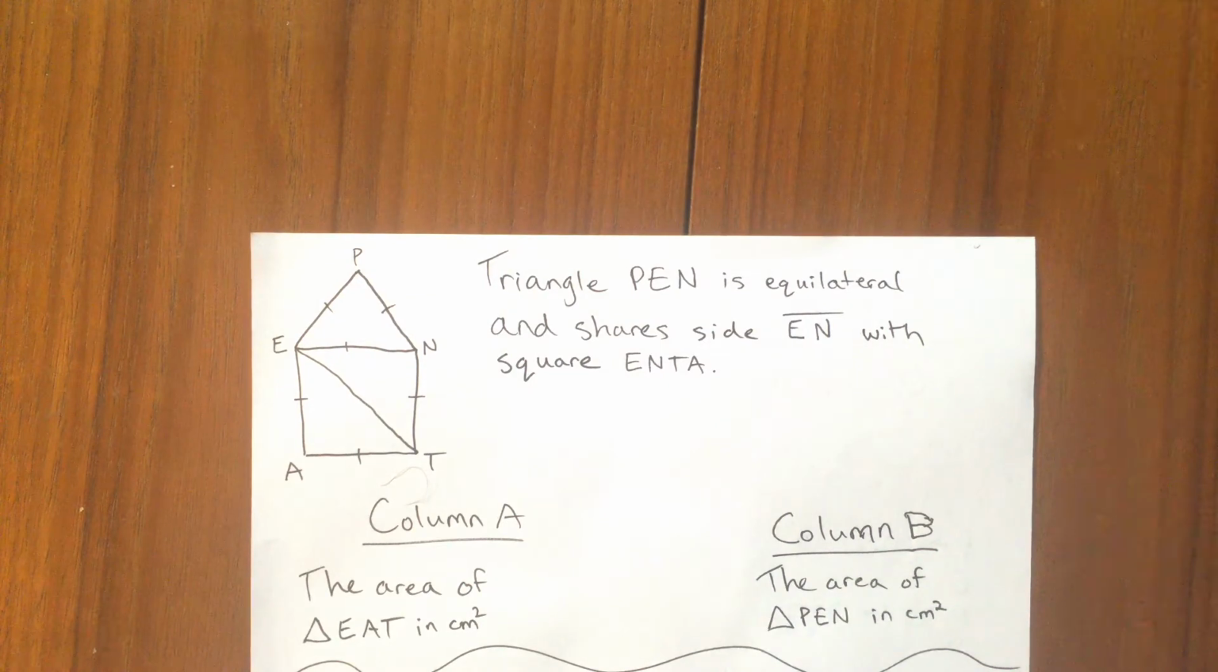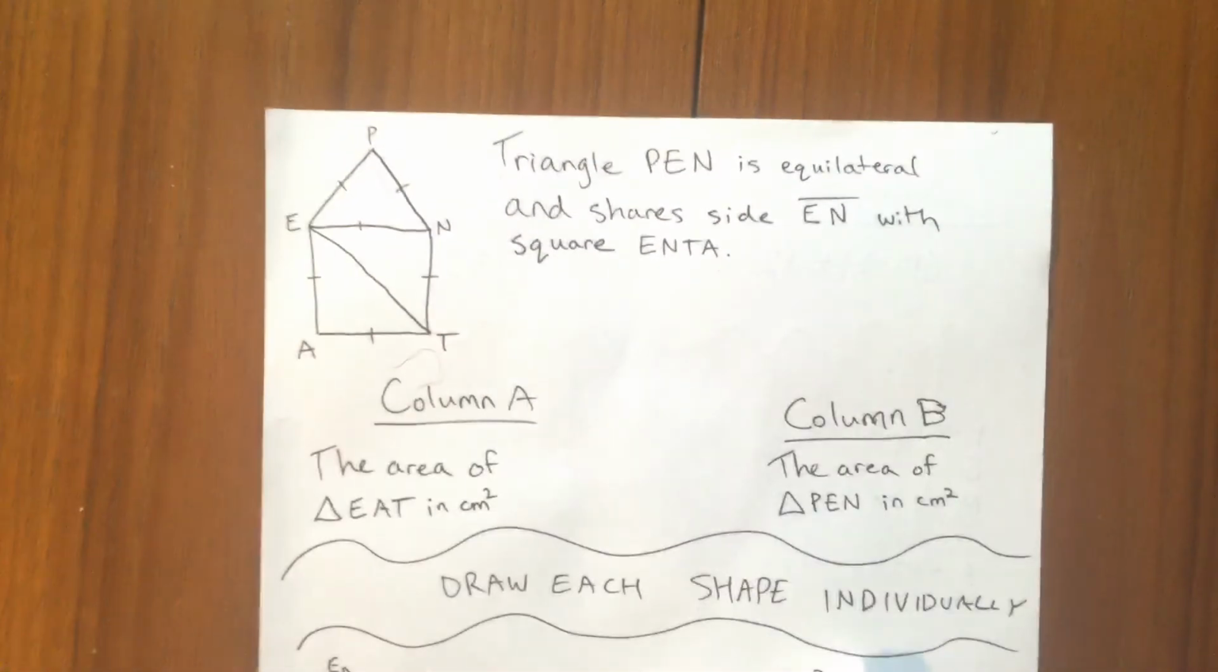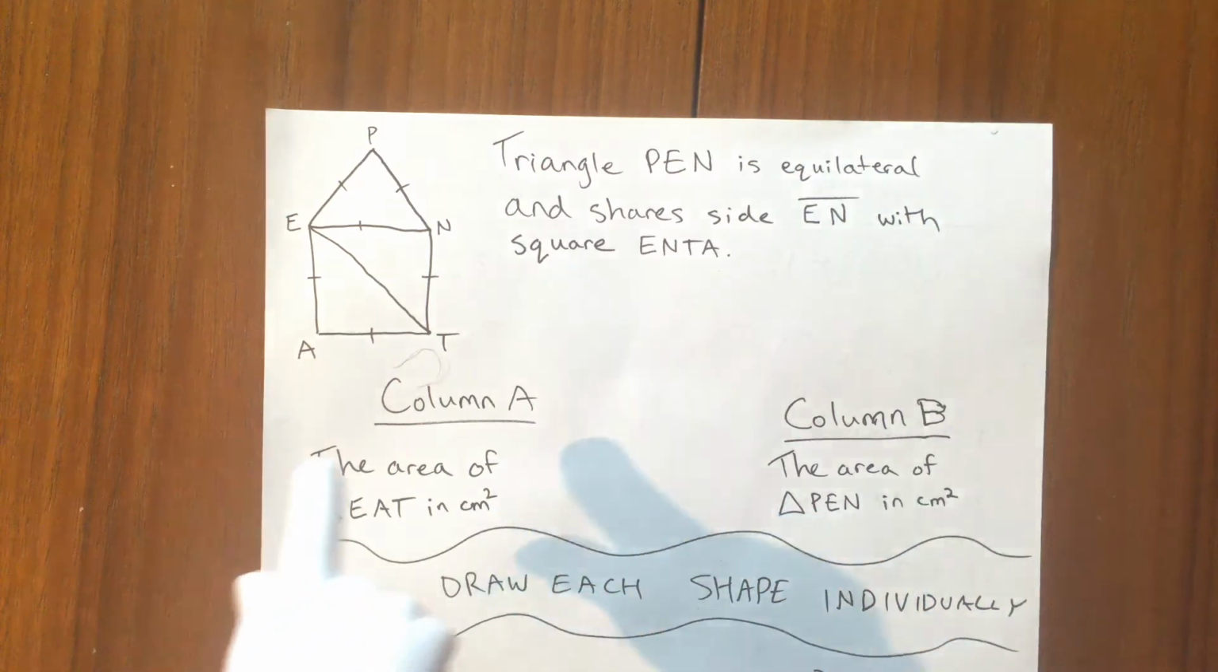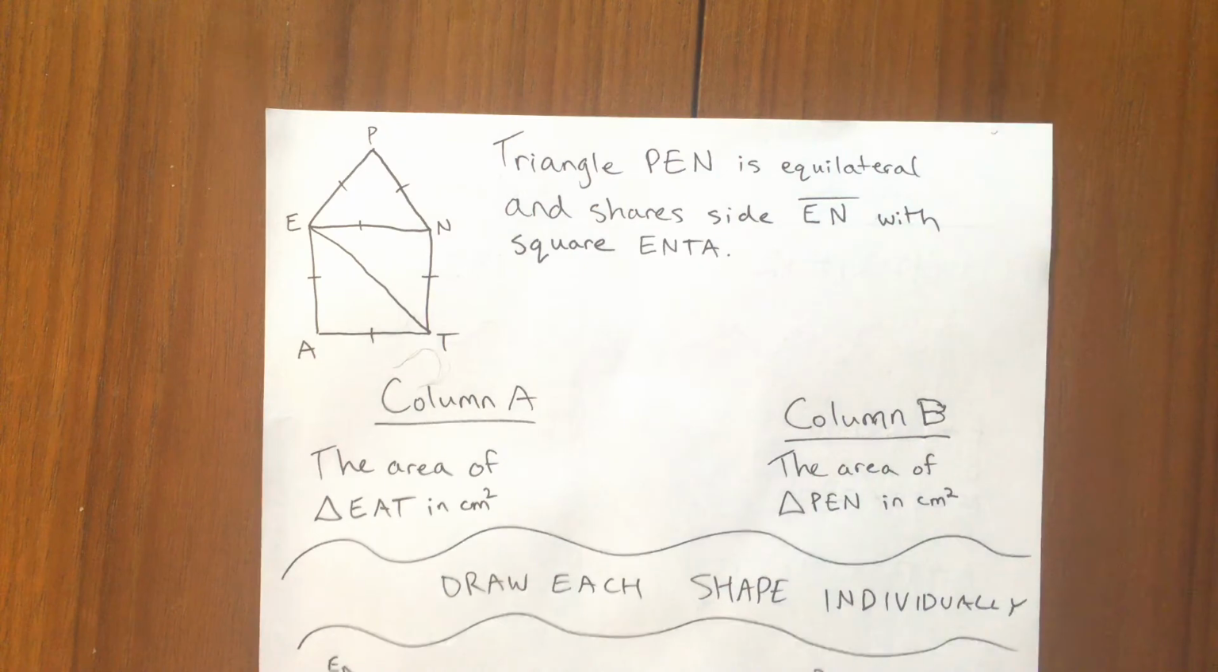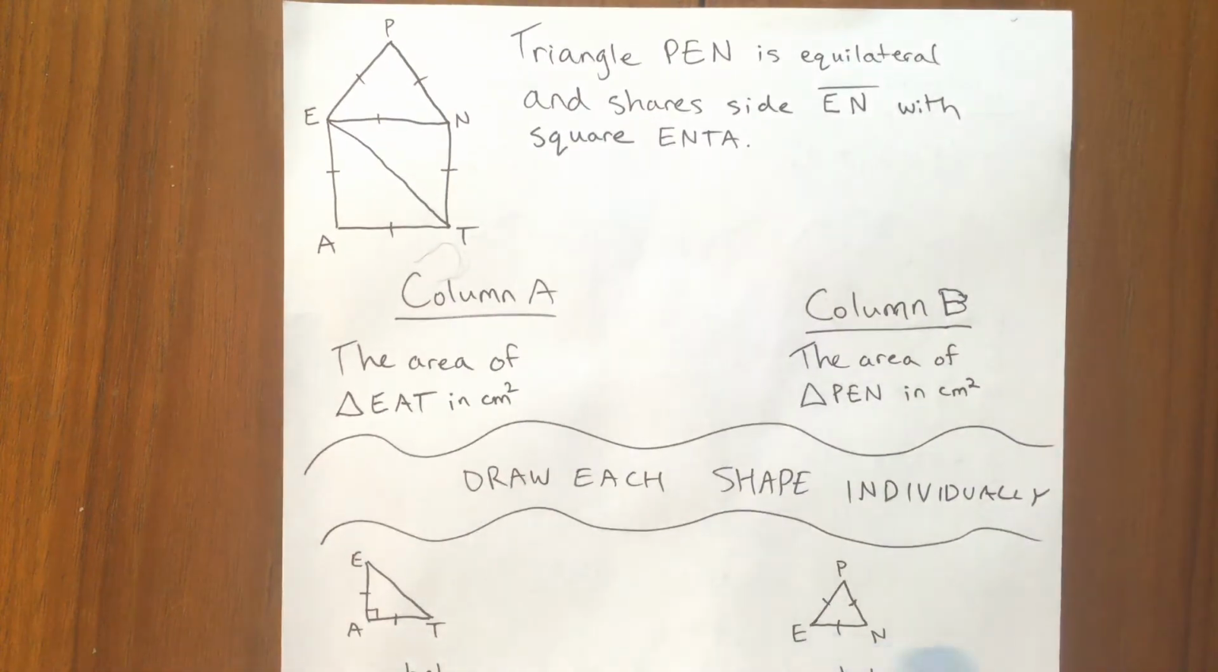All right, second's up. So what I want to do first is draw each shape individually so that we can compare them side by side. This diagram makes it just a little bit more confusing than it needs to be. So once I do that, we have triangle EAT and PEN.